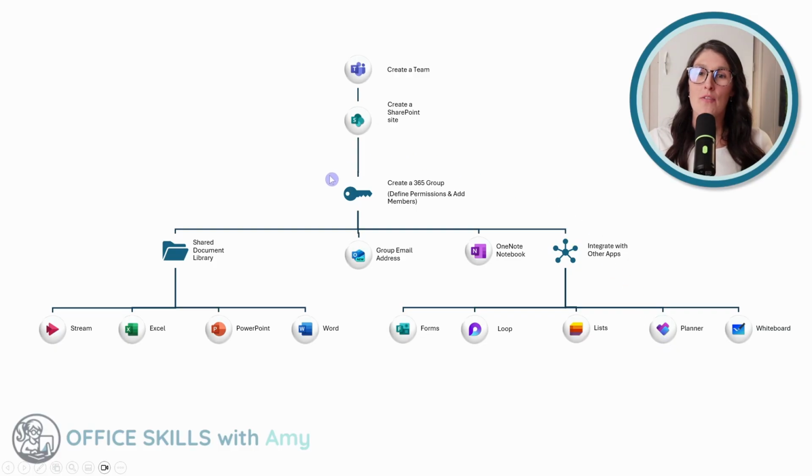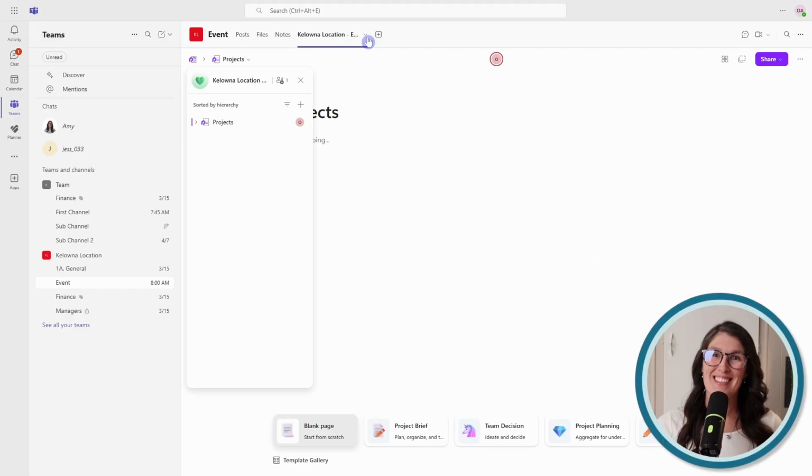So the 365 group is really at the heart of a Microsoft team. And whenever we add or remove team members from a Microsoft team, the permissions for all of the other applications associated with that 365 group will automatically update. And in addition to that, if your organization uses governance and compliance, then that backend configuration for the 365 group will also be inherited throughout all of the other applications.